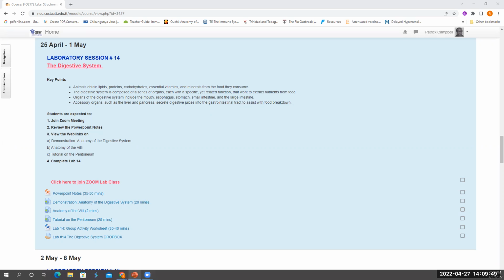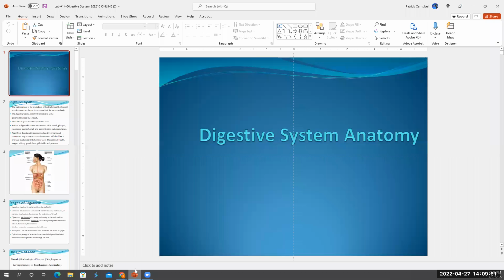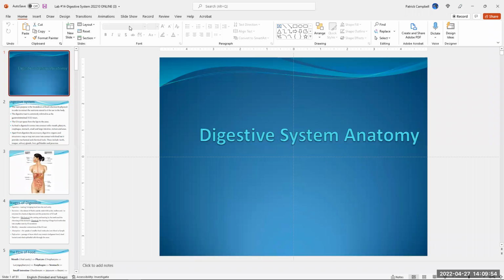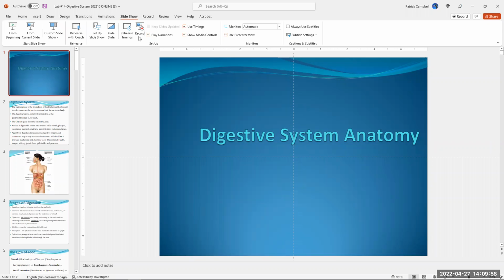So is the digestive system important? Why is the digestive system important? What does it do for us? One word. What does the digestive system do for us? If we had to sum it up in one word, what word would you use?